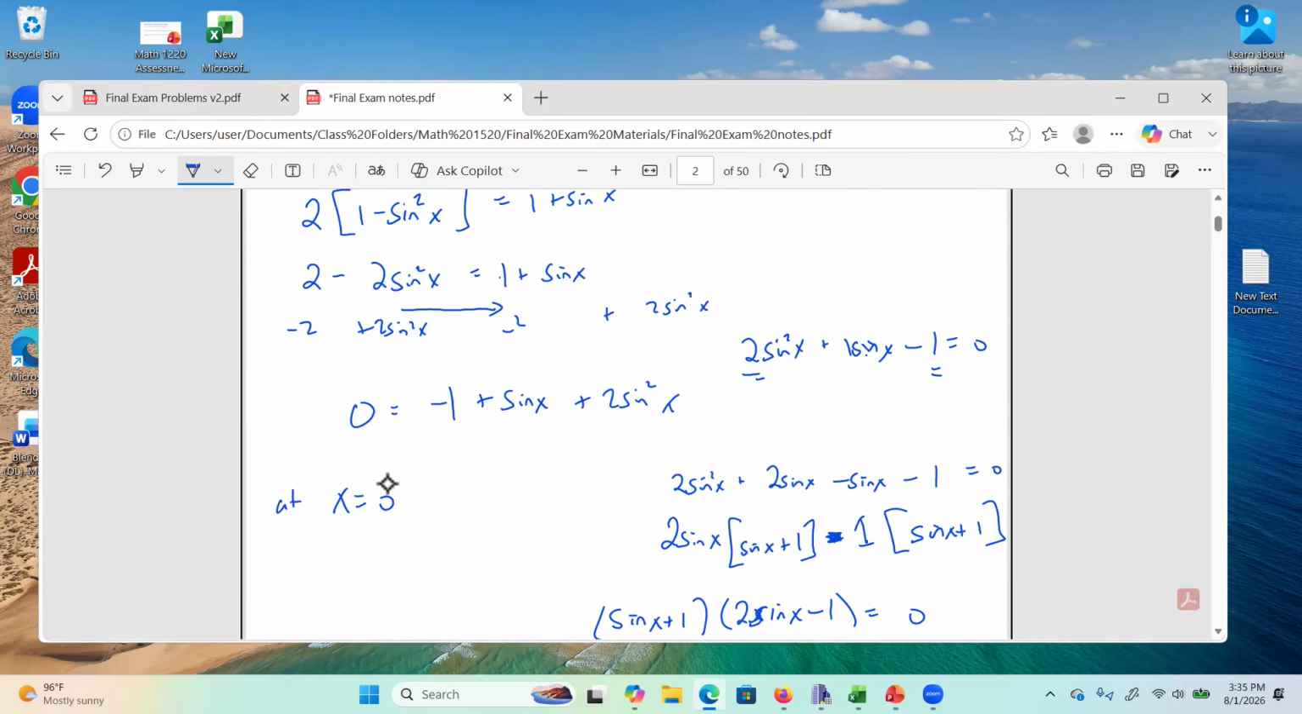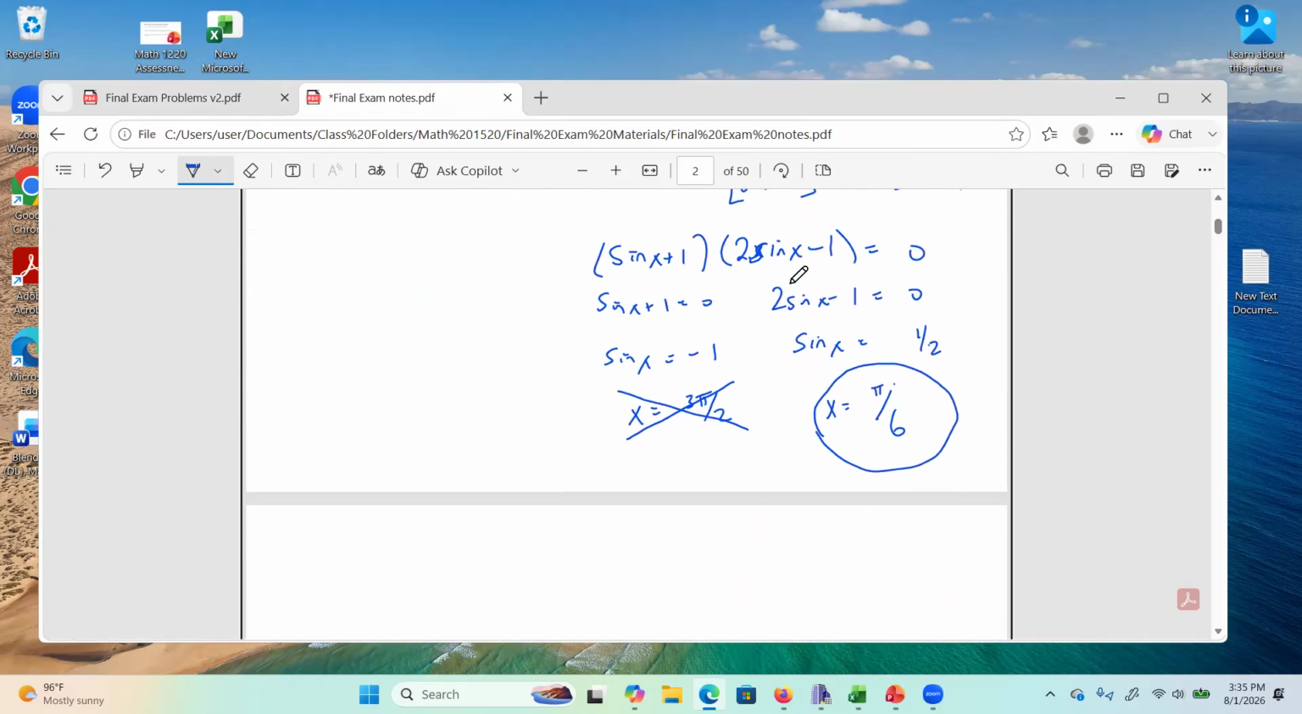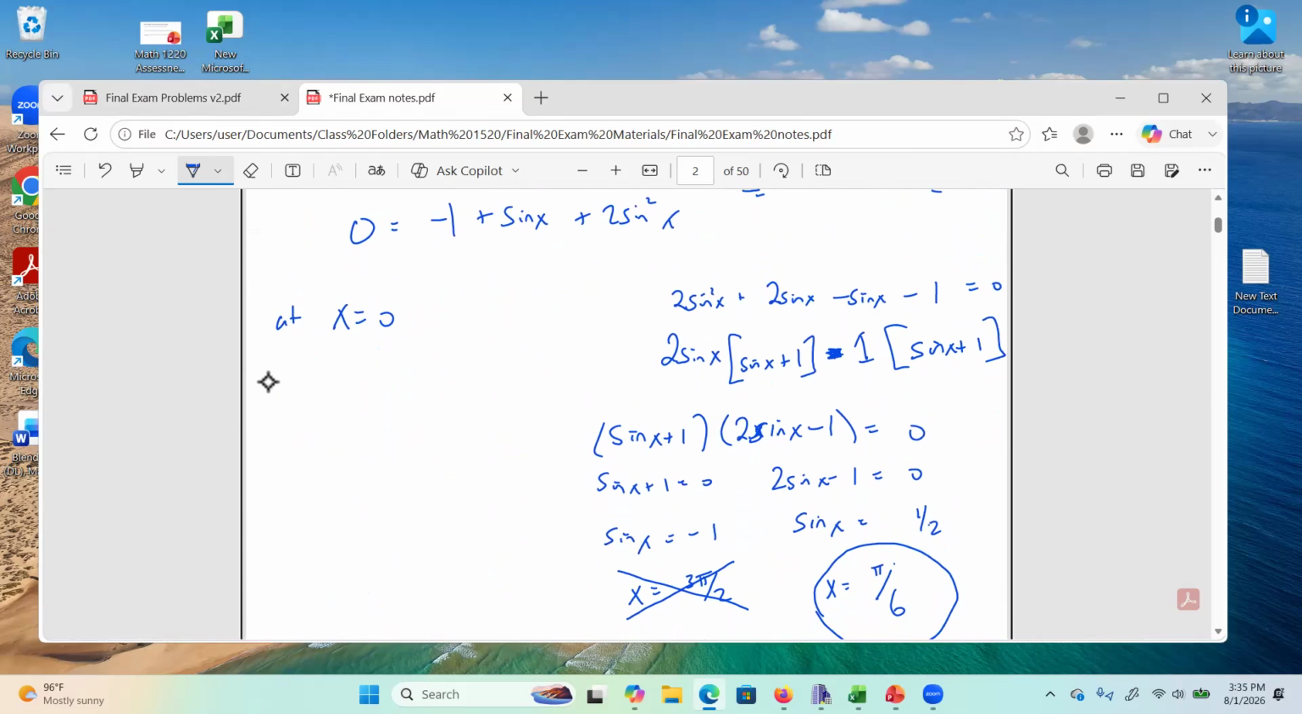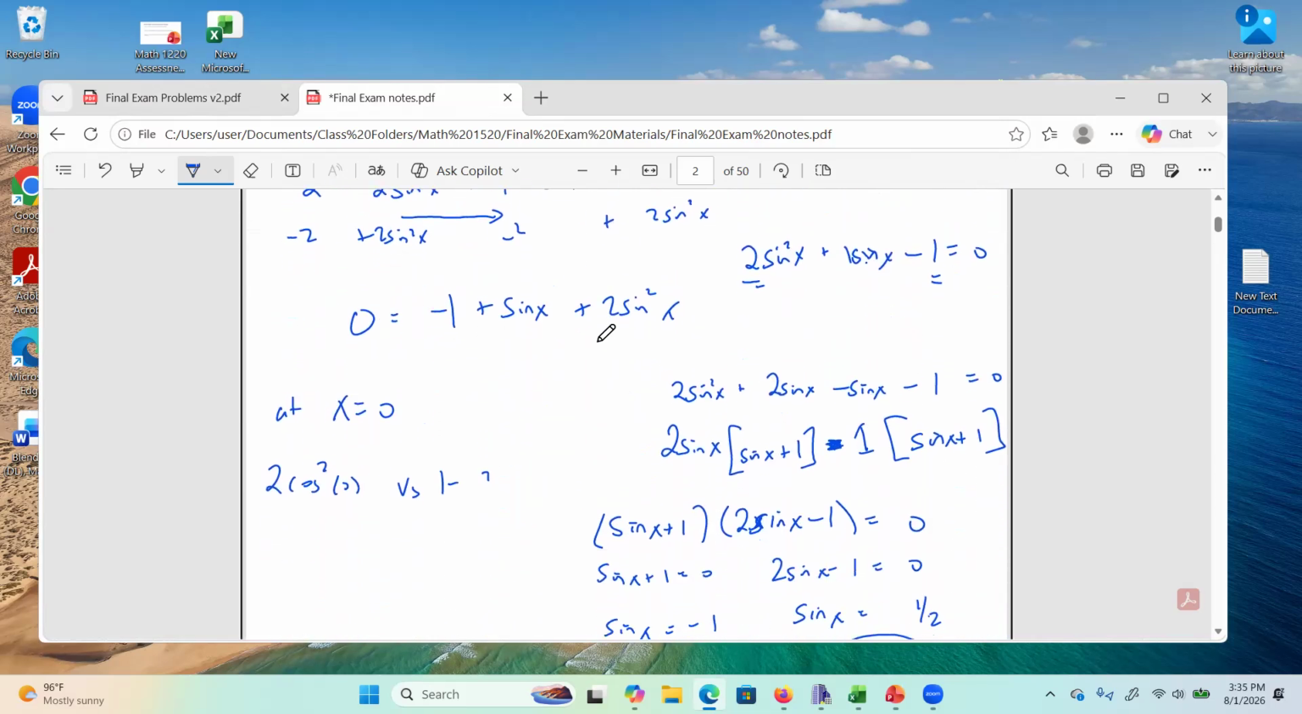At x equals 0, who's bigger? Is it 2 sine squared x or 2 cosine squared x? So we have 2 cosine squared of 0 versus 1 plus sine x. So if I plug in 0, cosine of 0 is 1. 2 times 1 is 2. Sine of 0 is 0. 1 plus 0 is 1. So 2 versus 1. This one's the bigger one.